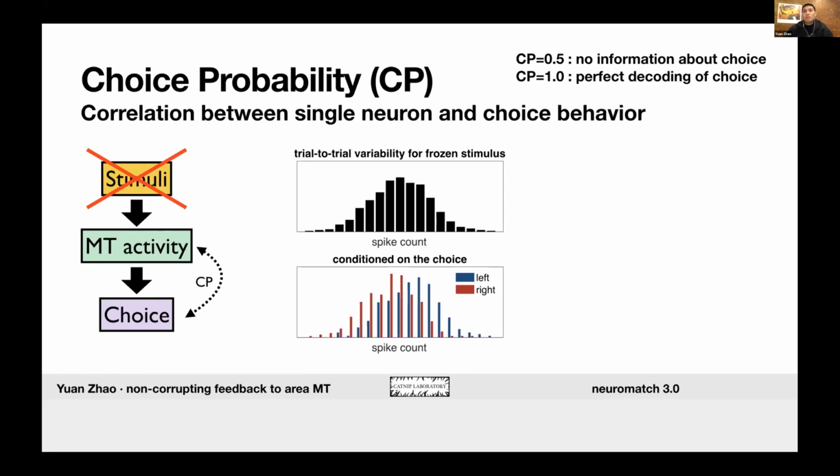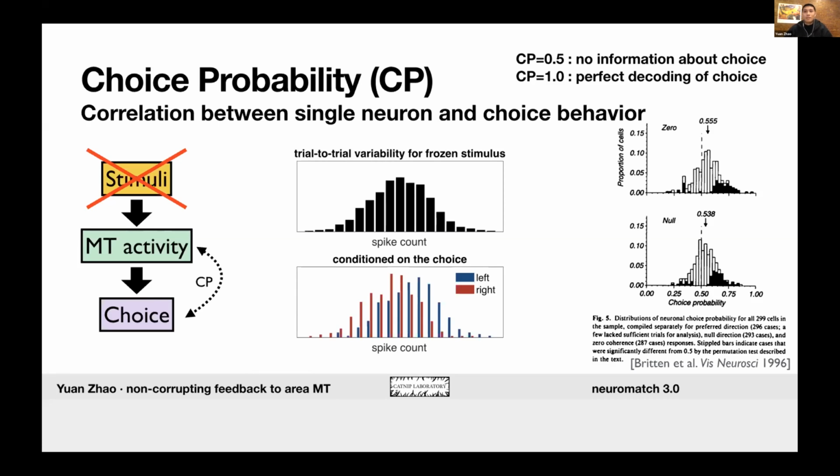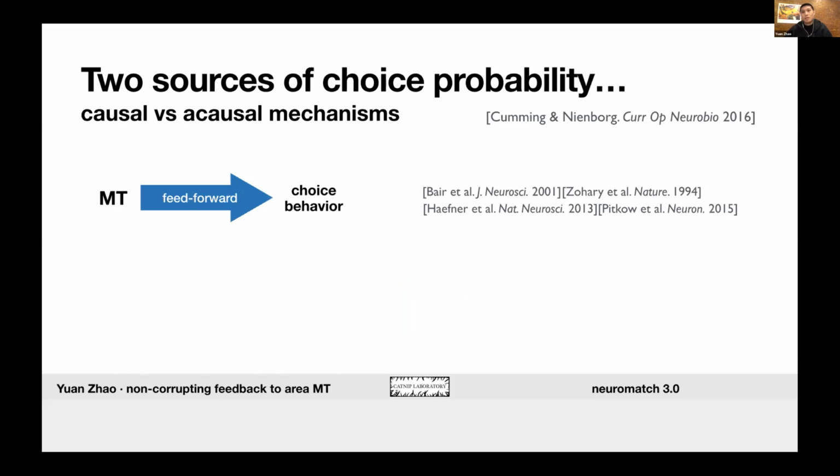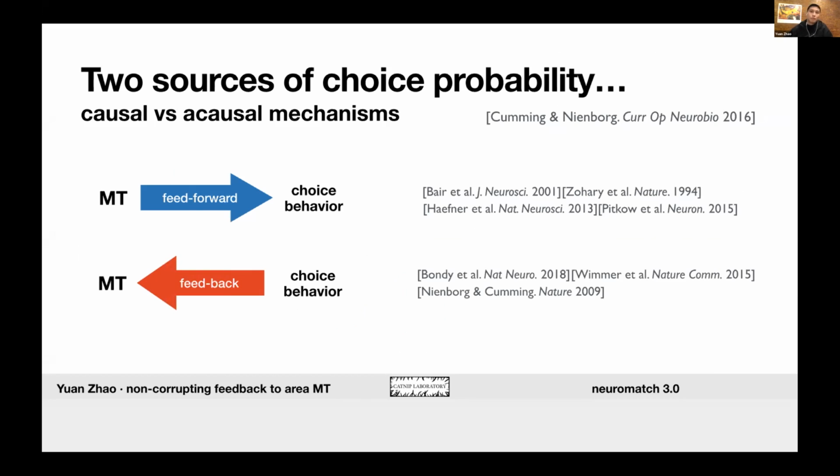So 0.5 choice probability means you cannot discriminate between these 2 distributions, and 1 means there is a perfect separation and you can build a perfect decoder to decode a choice from the distribution. And there are studies that have found a substantial choice probability in MT neurons. Then the next question is, where does the choice correlation come from? Here are 2 possibilities. One is that the choice information is generated within MT and read out by the downstream areas to generate behavior. The other is that the choice information is fed back to MT from the downstream areas. However, these are hard to verify with only single neurons.